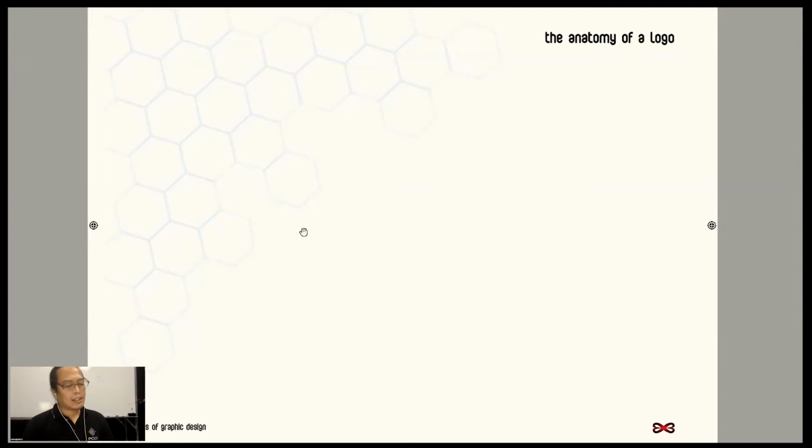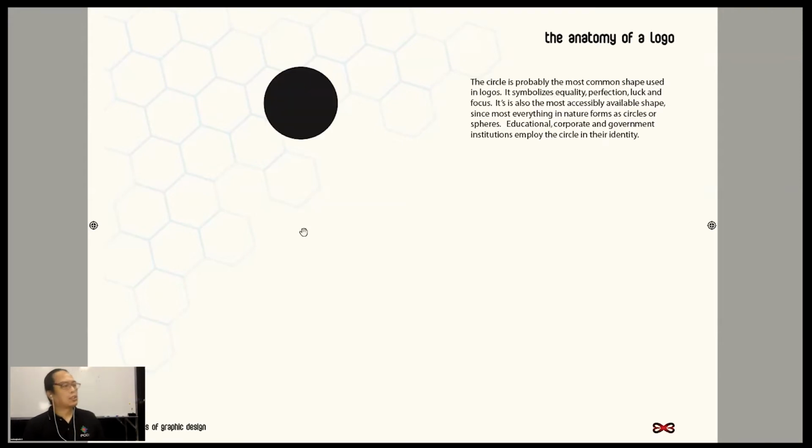Anyway, when we say character, it's the icon, it's the identity, it's the logo. So what's the anatomy of the logo in terms of creating identity? Of course, most logos have iconic shapes. For example, the circle is the most common of all the shapes that we use for logos or icons. So, can you name any logo that has circles?